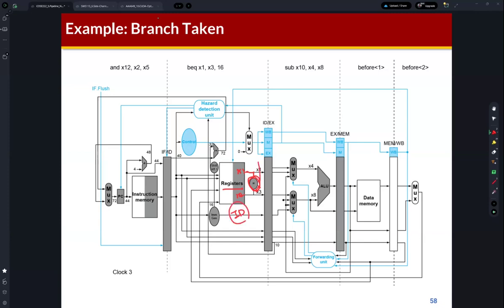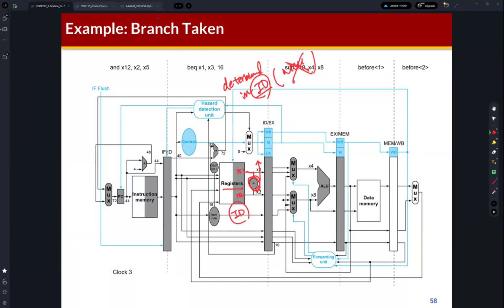Which means the branch is determined in the ID stage, not the memory stage. The original branch was determined in the memory stage, but by adding the equality check logic just after the register file, we can make the branch determined in the ID stage. Then what is the benefit?